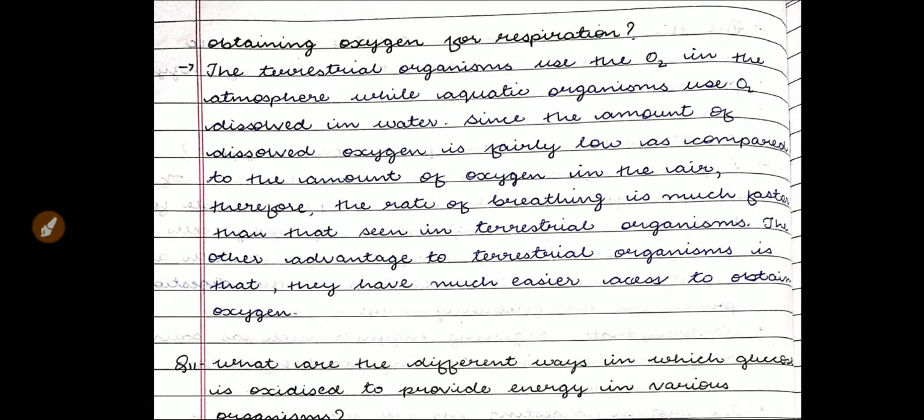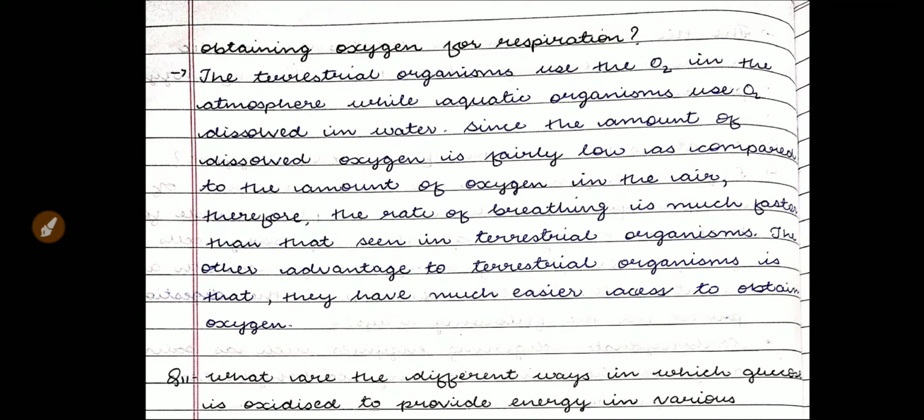Next question is students, what advantage over an aquatic organism does a terrestrial organism have with regards to obtaining oxygen for respiration? The terrestrial organisms use the oxygen in the atmosphere while aquatic organisms use oxygen dissolved in water. Since the amount of dissolved oxygen is fairly low as compared to the amount of oxygen in the air, therefore the rate of breathing is much faster than that seen in terrestrial organisms. The other advantage to terrestrial organisms is that they have much easier access to obtain oxygen.